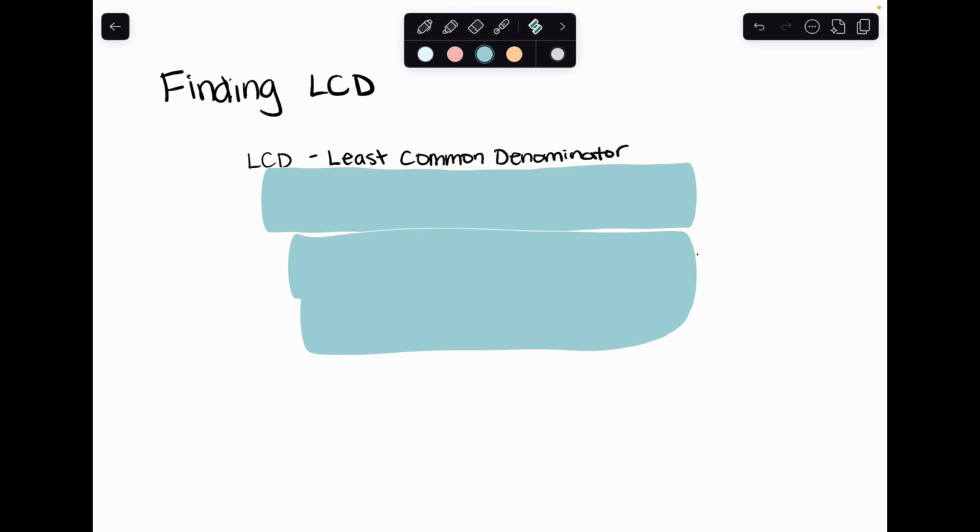In today's lesson, we're going to find the least common denominator. I'm going to show you the most straightforward way to do this. There are more advanced ways, but this is going to be a great introduction to how to do this right off the bat. First things first, we've got a definition here.